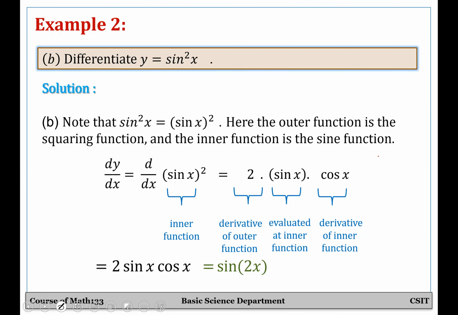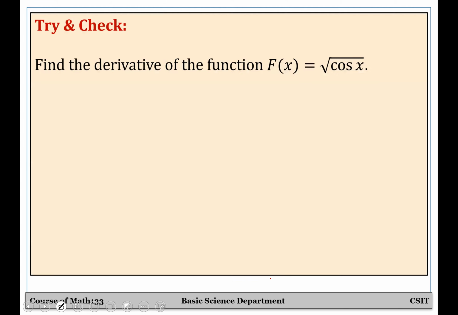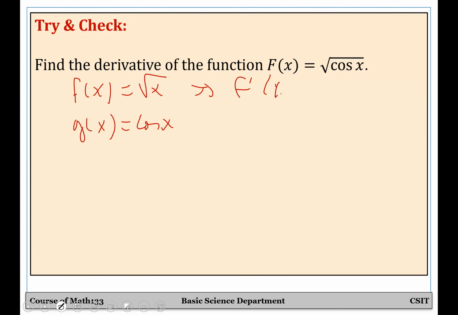By the way, the 2 sine x cosine x, you can write it as sine 2x by using the definition of double angle in trigonometry. Now, for the try and check, I will choose f of x is equal to square root x, phi of x is equal to cosine x. And now the derivative of f is equal to 1 over 2 root x. The derivative of g will be equal to minus sine x.